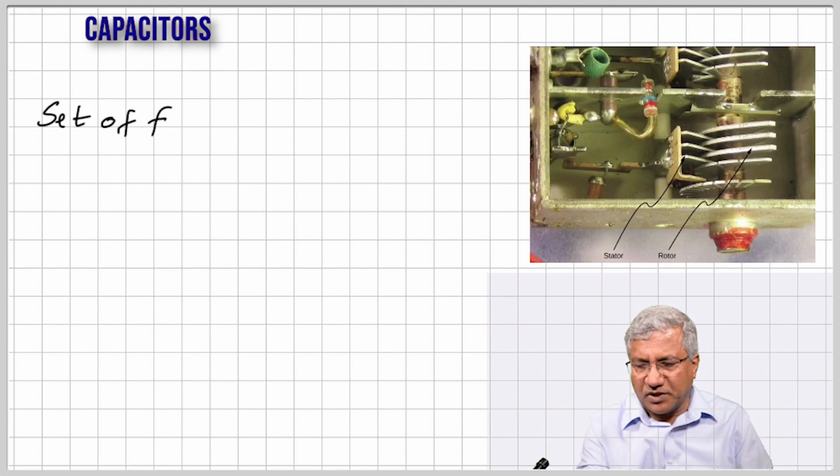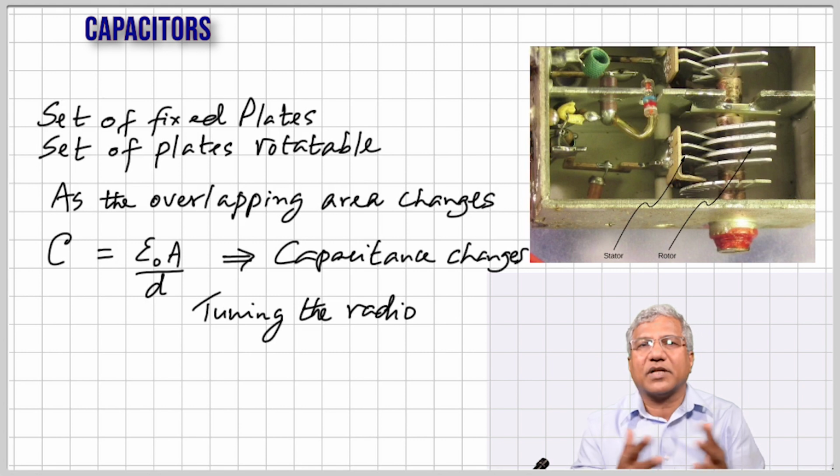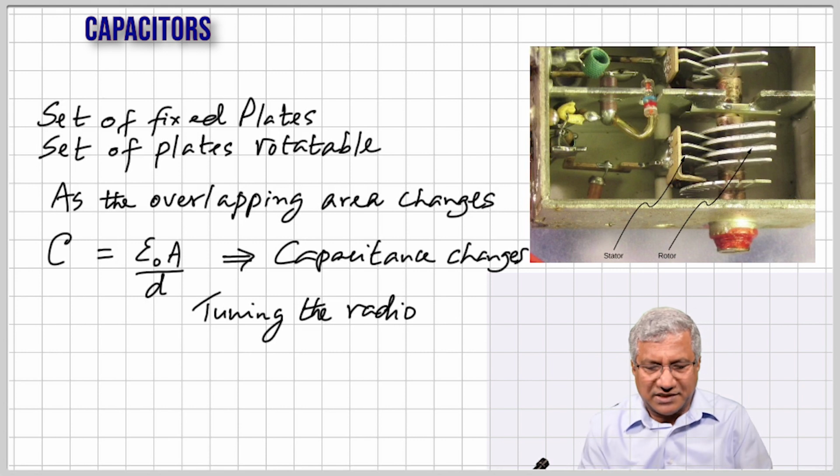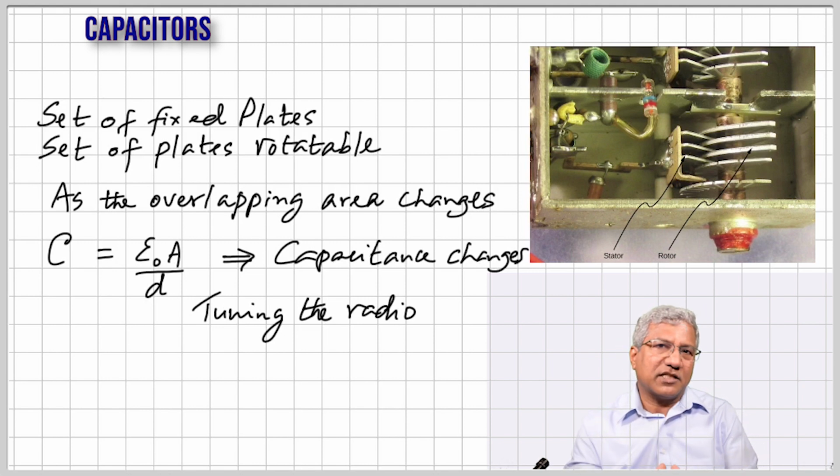It's a set of plates. Let me run this through. A set of plates, rotatable. As the overlapping area changes, the capacitance changes, because capacitance is epsilon naught A by D. And it's used in tuning a radio. So that is what we have there.